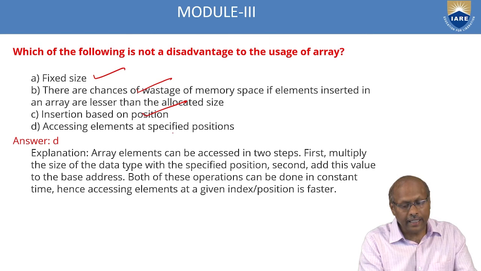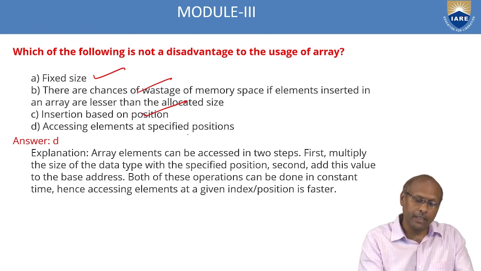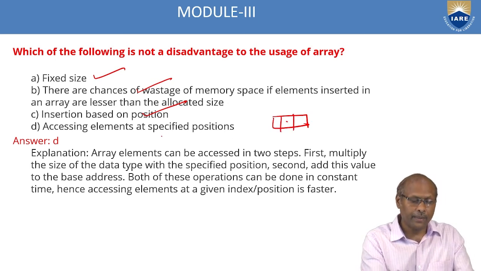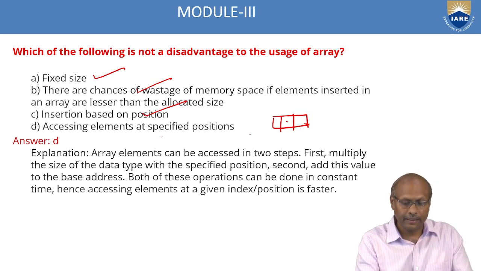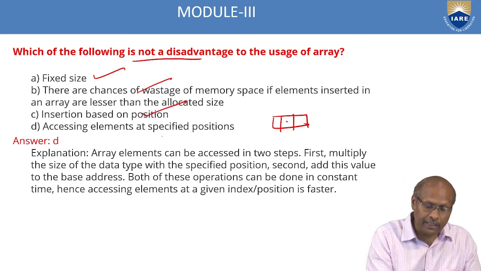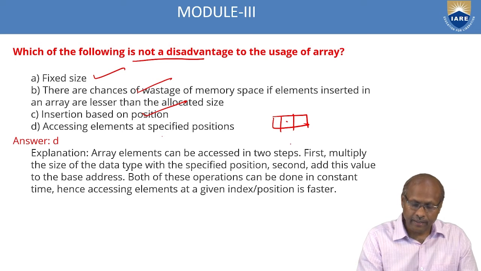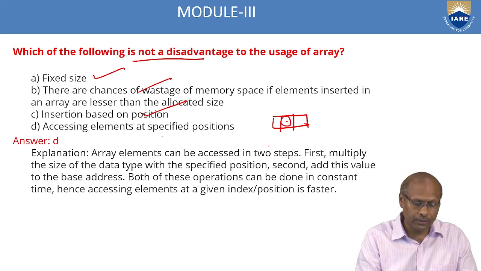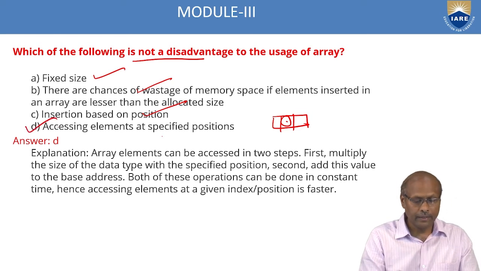Accessing element at a specified position is easy because you are directly accessing the elements from the array. So which is fast, which is the advantage here. Whereas the remaining are disadvantages. So the question is which is not a disadvantage. In an array, you can access any element directly, very fast. So the answer will be D.